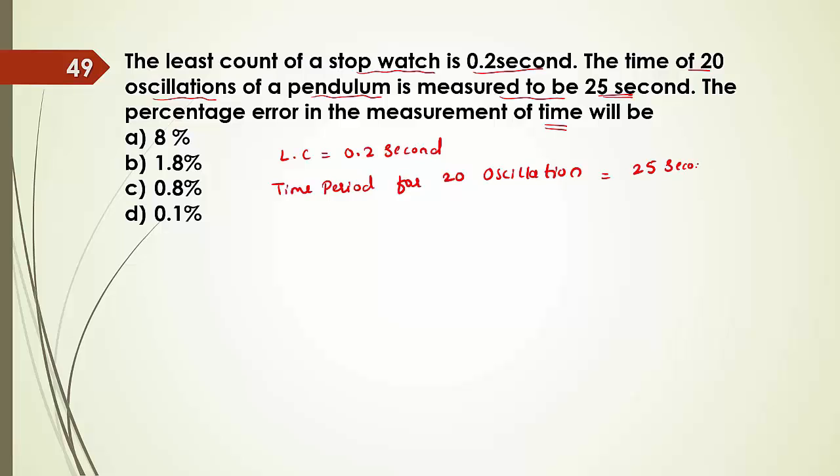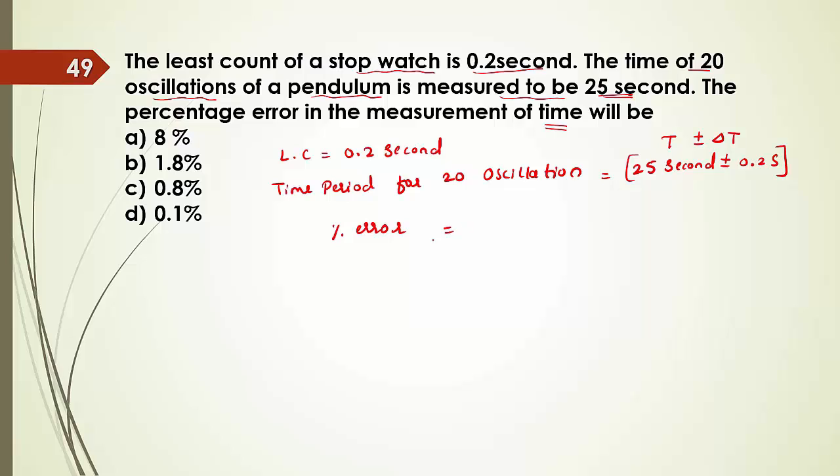We are going to measure that time using a stopwatch, and this stopwatch has a 0.2 second least count. See here, 25 seconds plus or minus 0.2 second. This is the time period, that means T plus or minus delta T. Now we have to calculate the percentage error in the measurement of time.